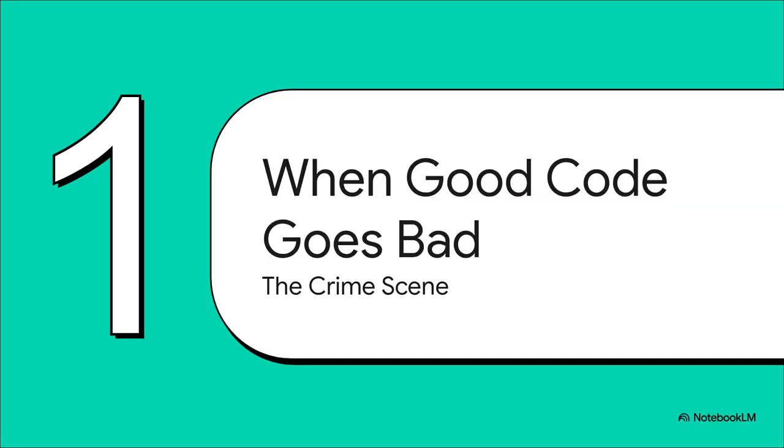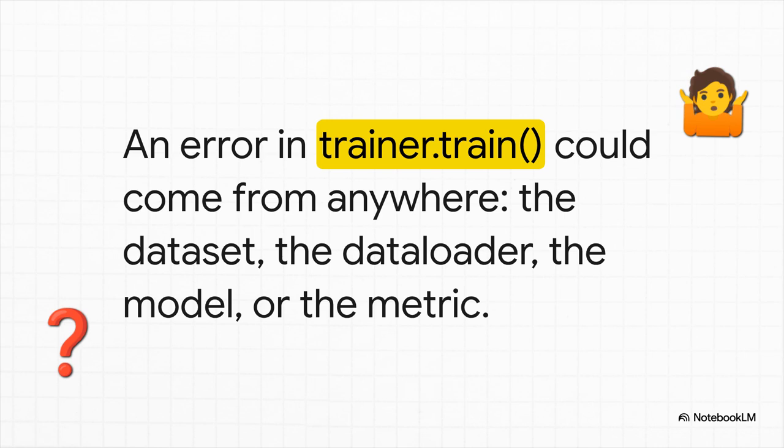Every good investigation starts at the scene of the crime. And for us, that's the moment you hit trainer.train, and everything just grinds to a halt. You've been called in to figure out what went wrong. And this is what makes it so tough, right? The trainer is kind of like a black box that's handling a ton of complex steps all at once. The error could be hiding anywhere in that chain. It's like having a crime with way too many suspects and not nearly enough clues.